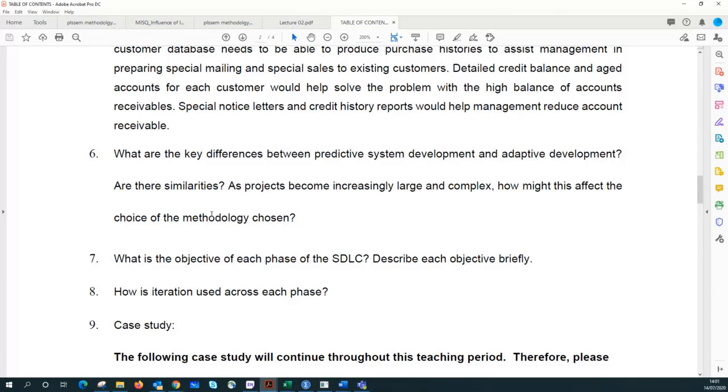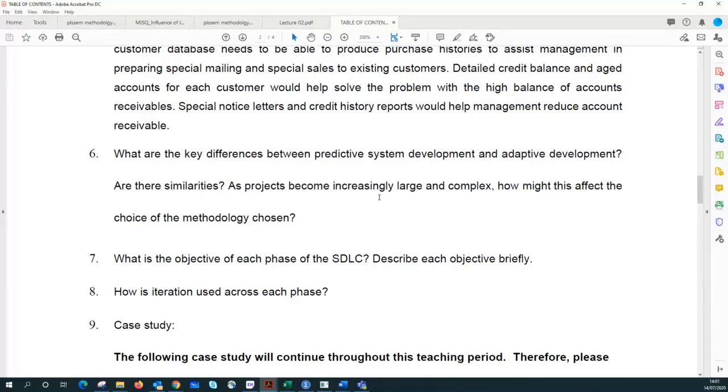Are there any similarities between these two? Yes, the main similarity is that whether we use an adaptive or predictive life cycle, we still use these 6 core processes in the system development life cycle. It doesn't matter whether it is adaptive or predictive, we still use SDLC, these 6 core processes. How we use these six core processes is determined by the nature of the project. So that is what you need to tell there.